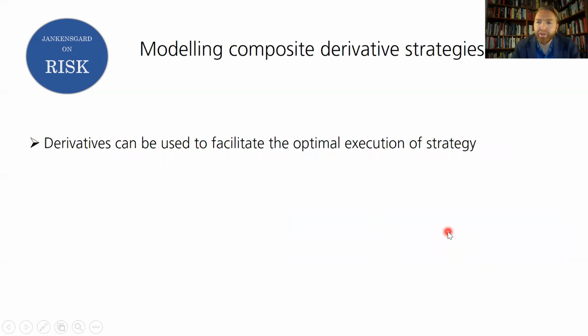So the view taken on derivatives in this channel is that they can be used to facilitate the optimal execution of corporate strategy, meaning that you can make sure that enough funding is available to support the investment program, for example. It takes financing to be able to invest, and if you can't make sure that the adequate financing is in place, you might underinvest. And derivatives can be used to secure cash payoffs that help mitigate the underinvestment problem.